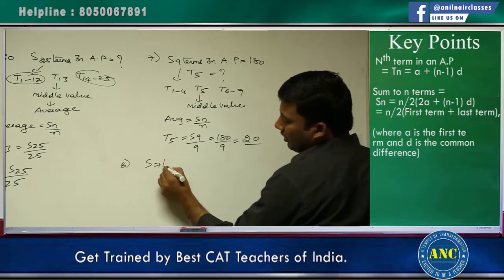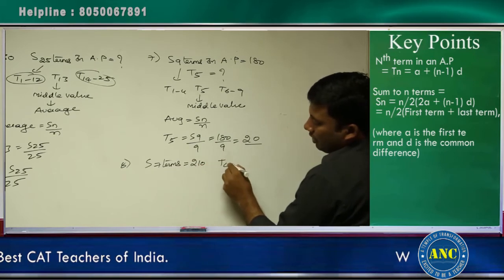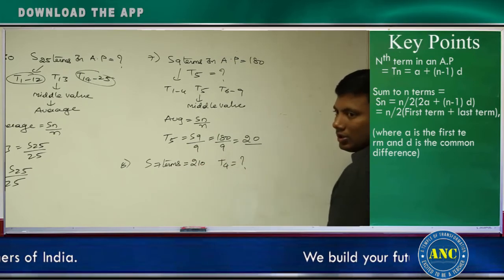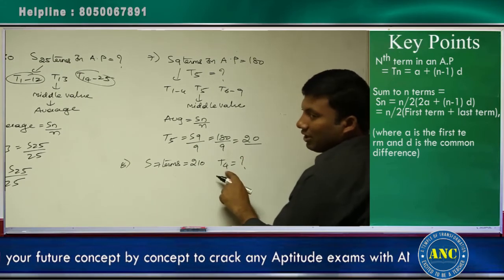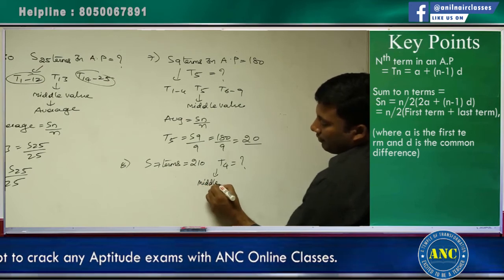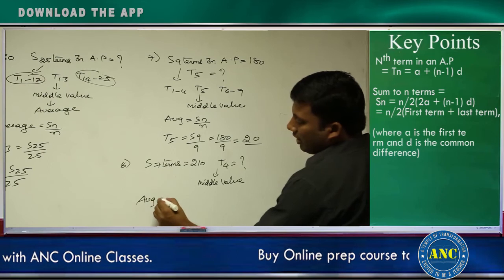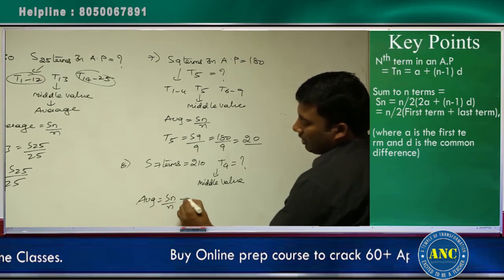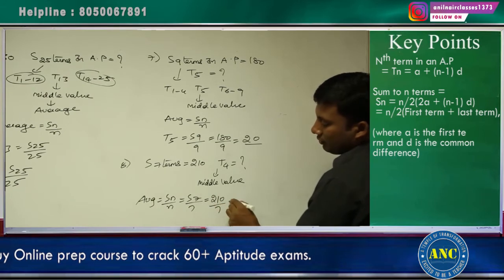Yes. 7 terms, sum equivalent to 210. T4 is the sum of 7 terms. 3 to the left, 3 to the right. What is the middle value? T4. So T4 is the middle value. The middle value is nothing but the average. Average is equivalent to Sn by n, S7 by 7, 210 by 7. Okay.